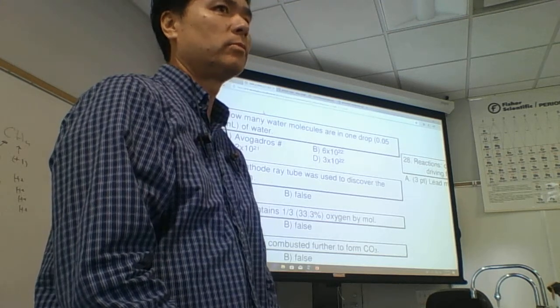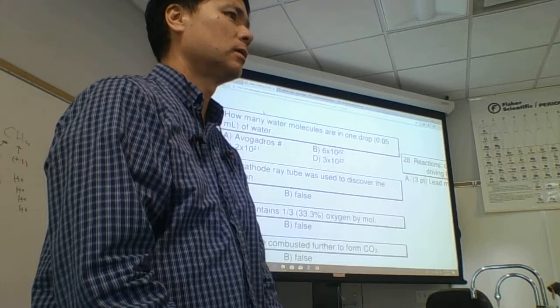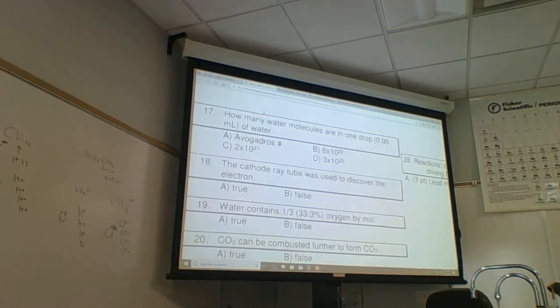How do we do a gram to mole conversion? What do we need? We need the molar mass. Molar mass, you don't even have to look at the periodic table. You should know. What is the molar mass of oxygen? 16.00. What's the molar mass of hydrogen? 1.01. So this is going to be 2.02. So this is 18.02 grams per mole.